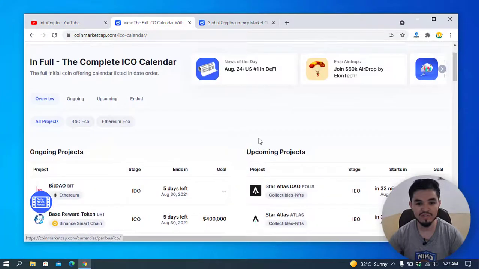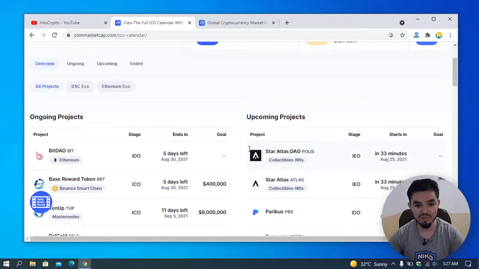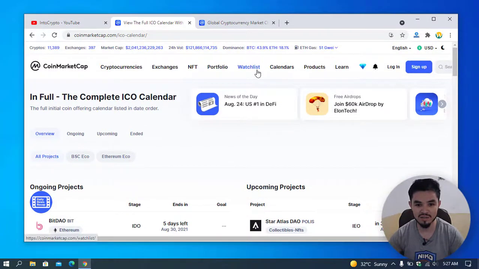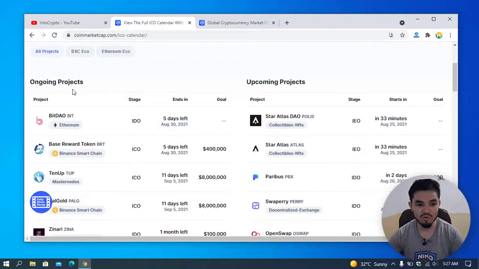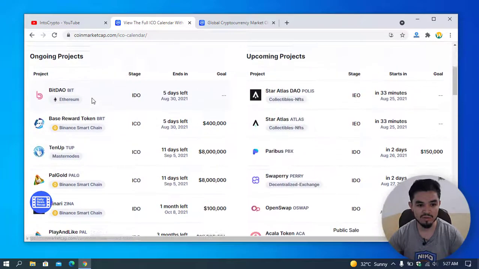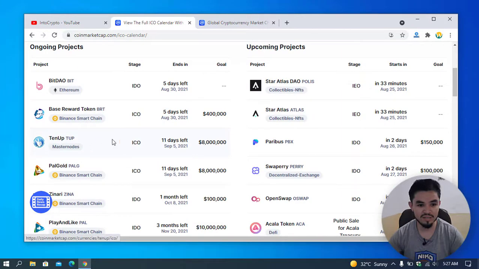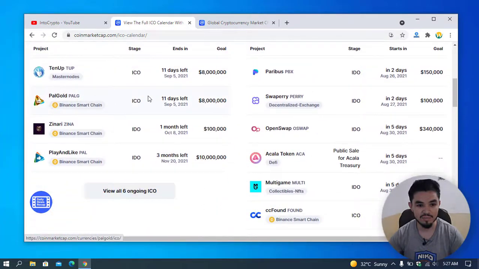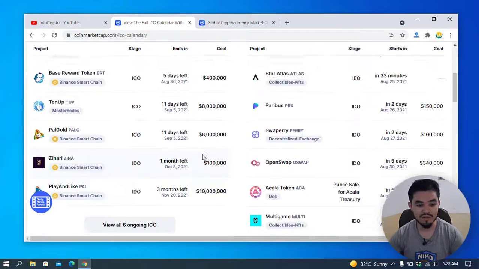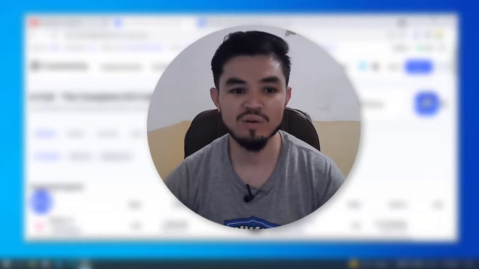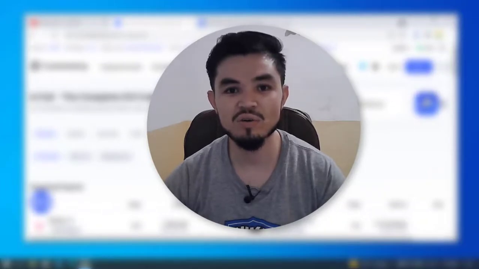So if you want to invest in cryptocurrency or in the shitcoins, the upcoming coins or tokens that will be listed in Coinmarketcap, you can check them out using this method. Here are the ongoing projects. You can see 11 days left. Here are the other coins. So guys, this is the method to find the new upcoming coins and tokens on Coinmarketcap.